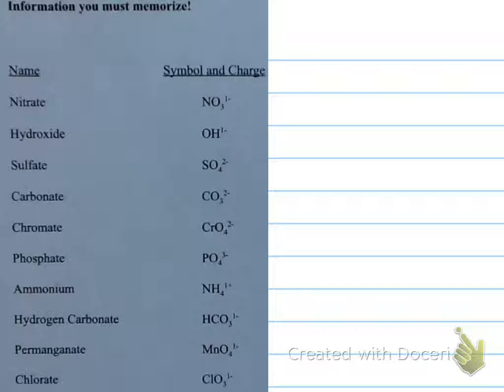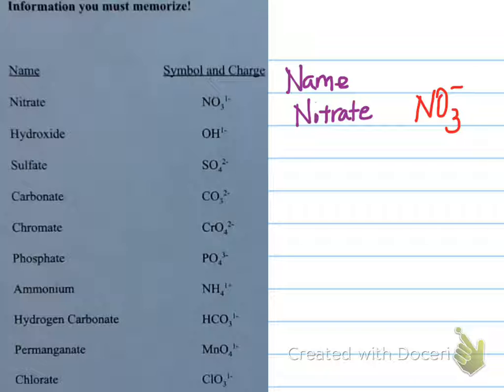On a polyatomic ion quiz, I may ask you one of two things. I may give you the name. So for example, I might say nitrate and ask you what its symbol and charge is, in which case you'd have to answer NO3 -1. I might give you the symbol and charge and ask you to tell me the name, in which case you would say it's carbonate. So you need to know these both directions. You need to know both their names and their symbols and charges.